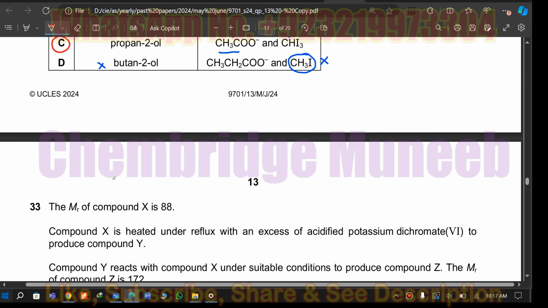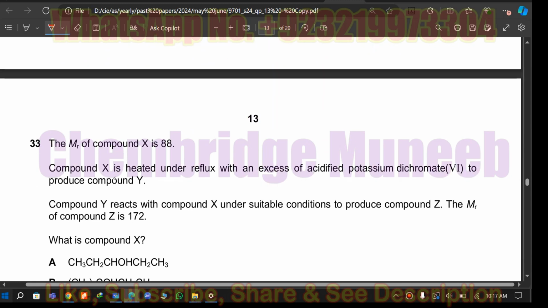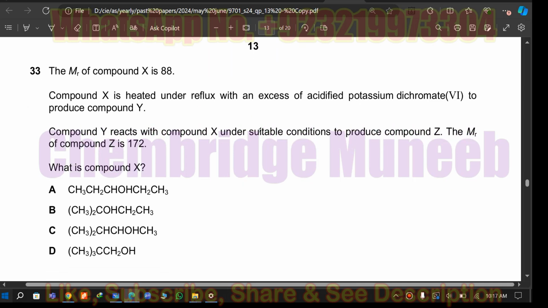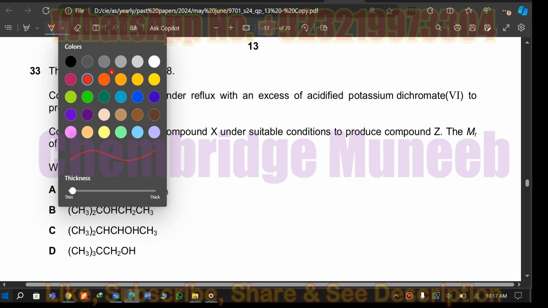Then question number 33. The MR of compound X is 88. Compound X is heated under reflux with excess acidified potassium permanganate to produce compound Y. Then compound Y reacts with compound X under suitable conditions to produce Z. The MR of Z is 172. What is compound X?